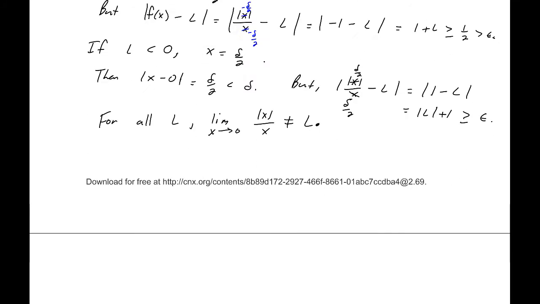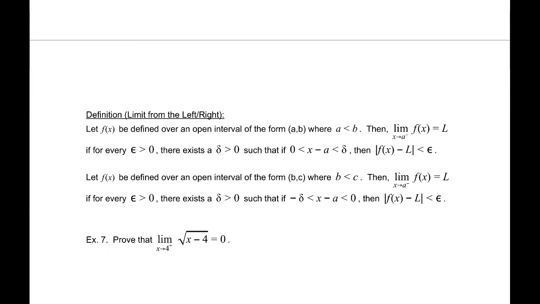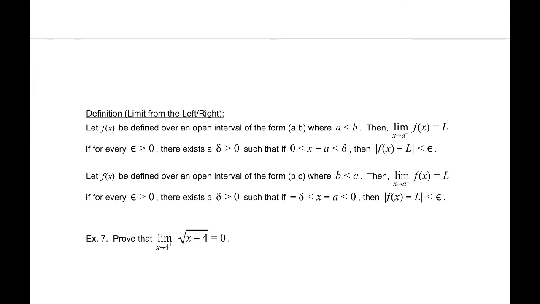All right, our last example, the definition of a limit from the left and the right. The one thing I want to point out here is that when we are coming from the left or the right, we don't have absolute value bars around our x minus a. So here, the distance is just going to be positive, meaning we're coming from the right. Our x values are bigger than where we're headed, the limit from the right. And the limit from the left means that our distance between these two, x minus a, is going to be negative. That's the big difference.